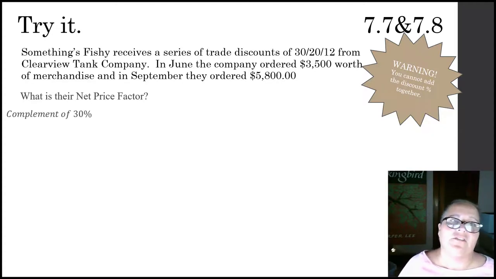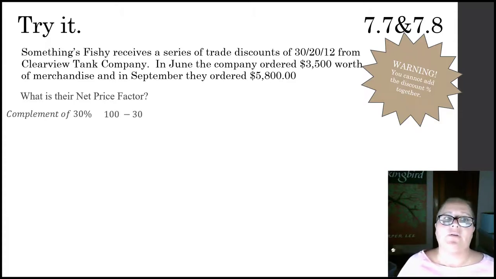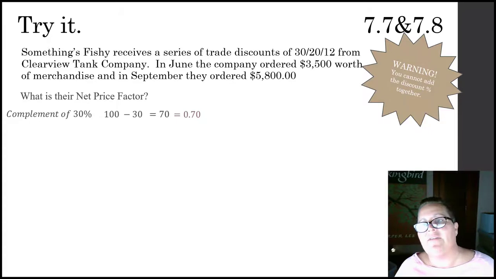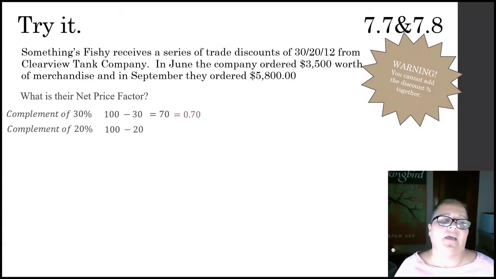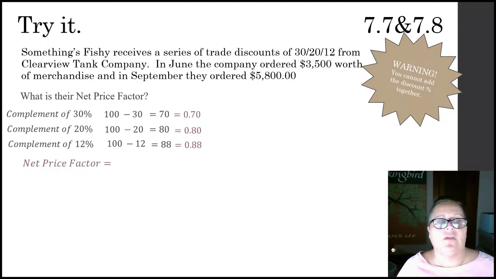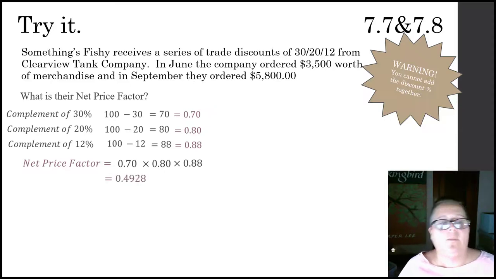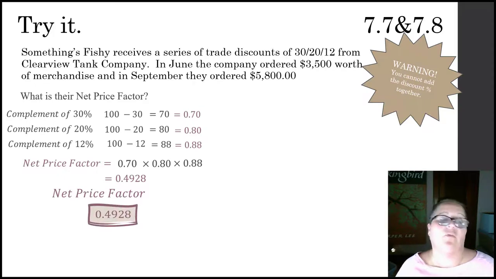So we're going to find their net price factor by taking the complement of each discount. The complement of the 30% discount would be 70%, or 0.7. The complement of the 20% discount would be 80%, or 0.8. And the complement of the 12% discount would be 0.88. Now to find the net price factor, we simply multiply those three together: 0.7 times 0.8 times 0.88 to get 0.4928. This means our net price factor is 0.4928. And we've answered the first question.